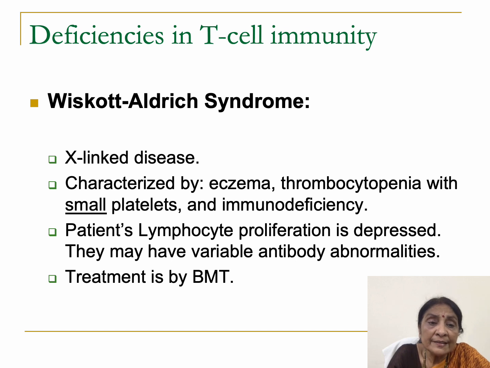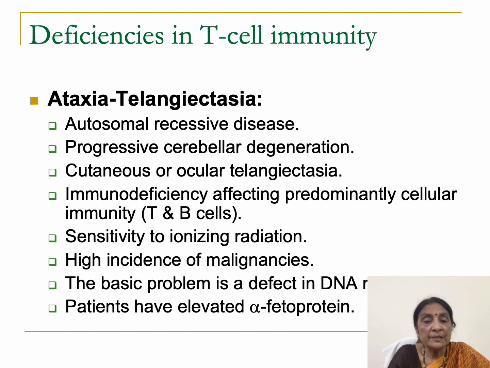Wiskott-Aldrich is an X-linked disease characterized by eczema, thrombocytopenia with small platelets, and immune deficiency. Patients' lymphocyte proliferation is depressed. They may have variable antibody abnormalities, and it is treated by BMT.